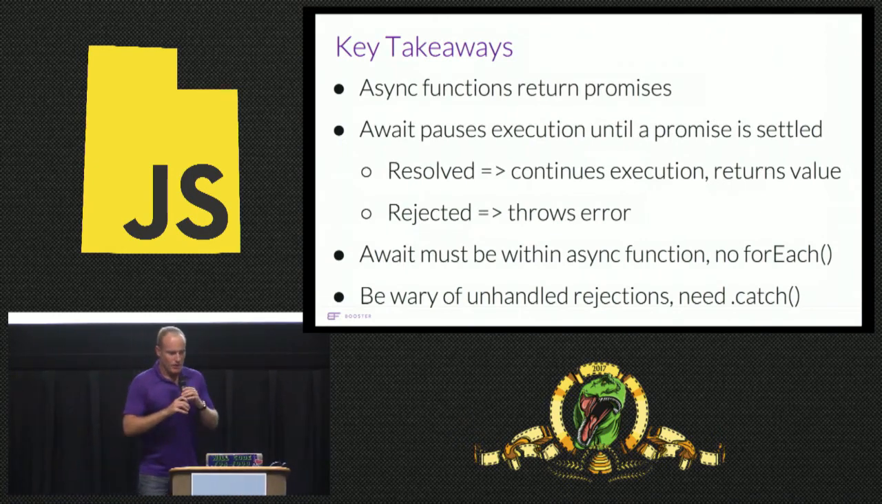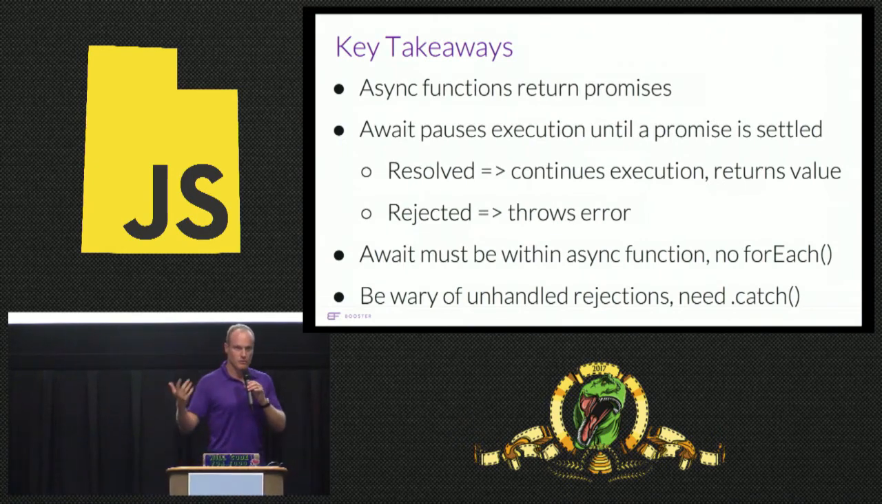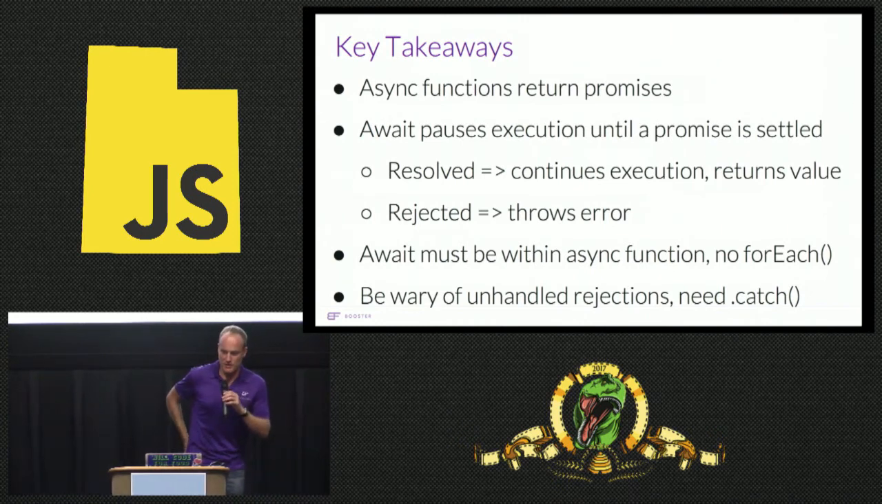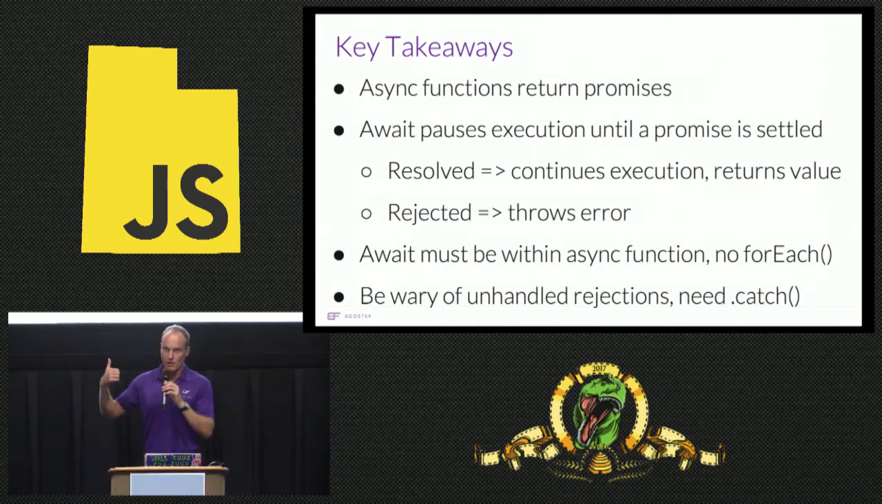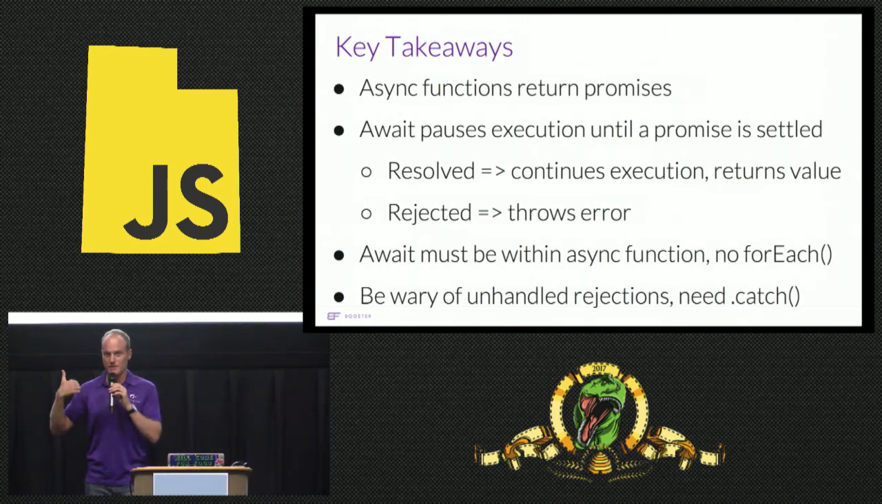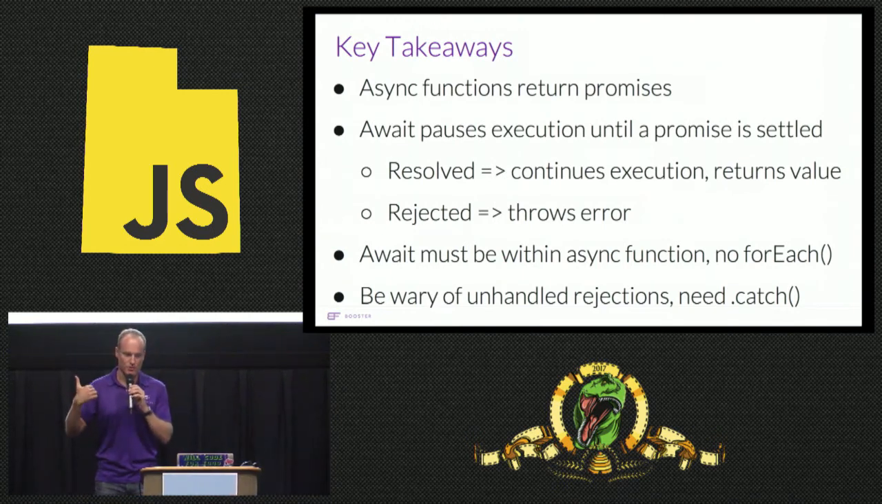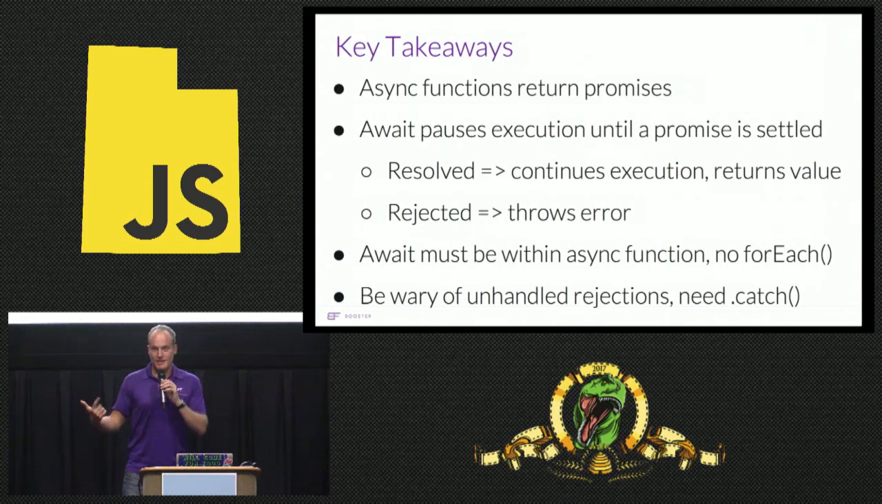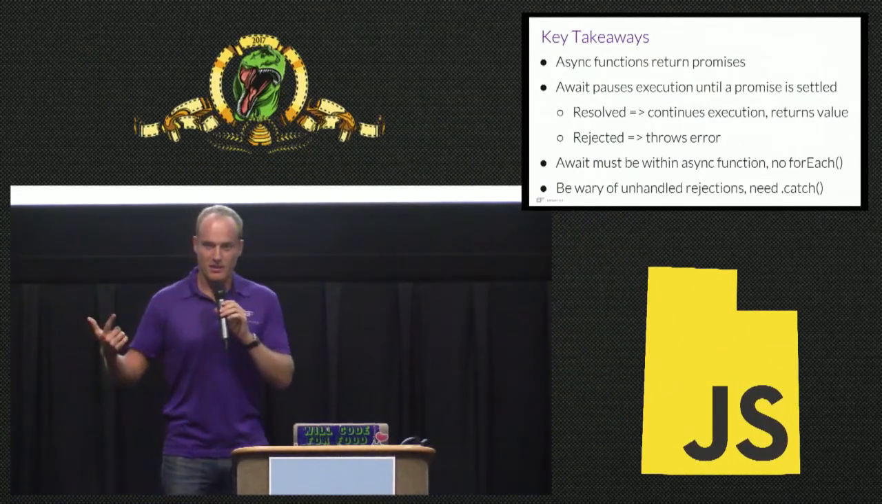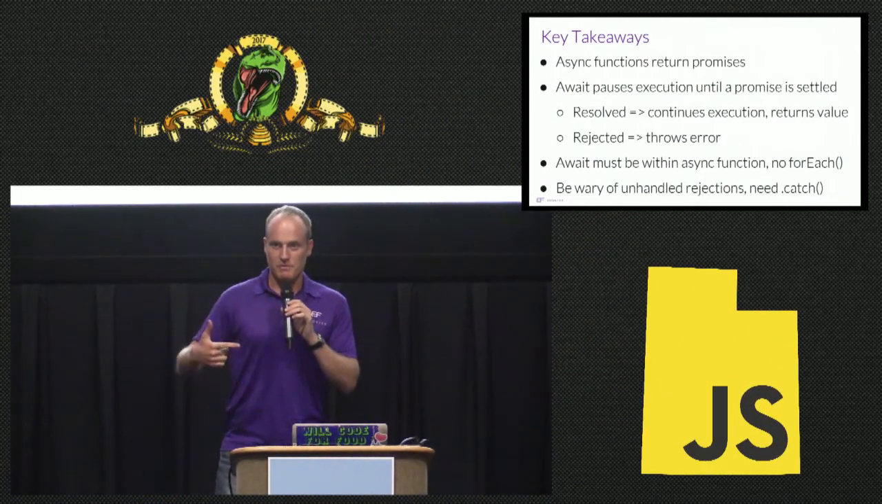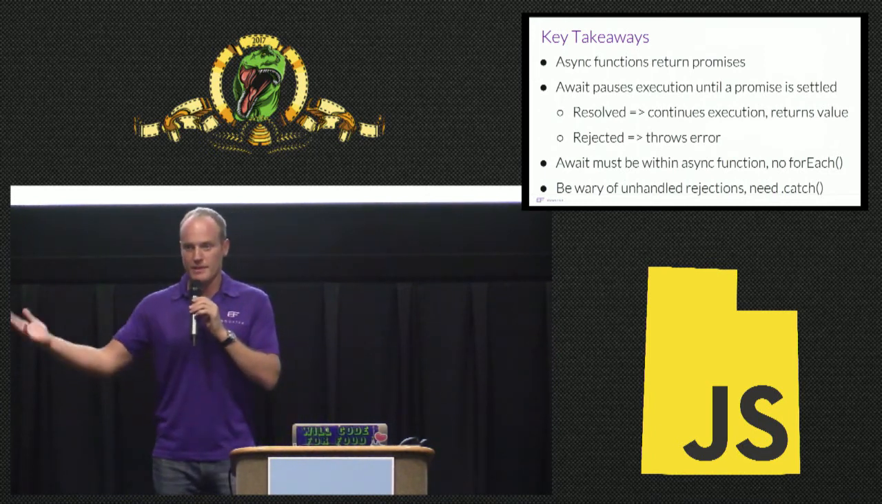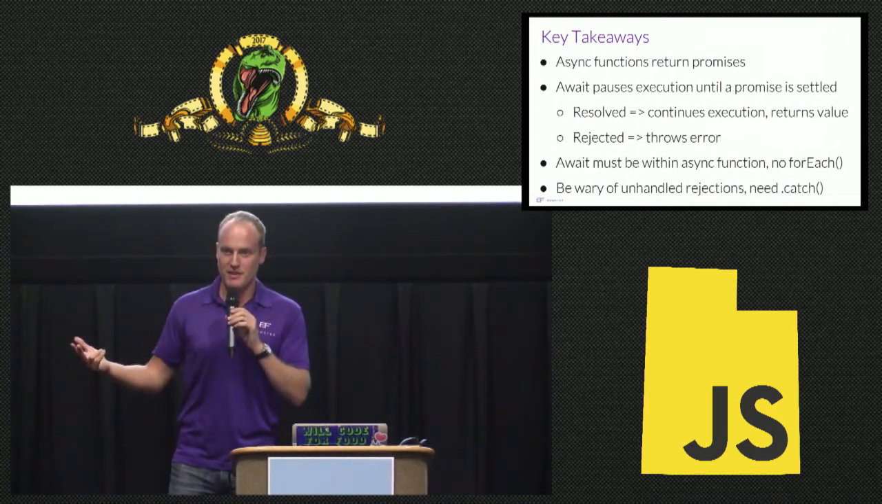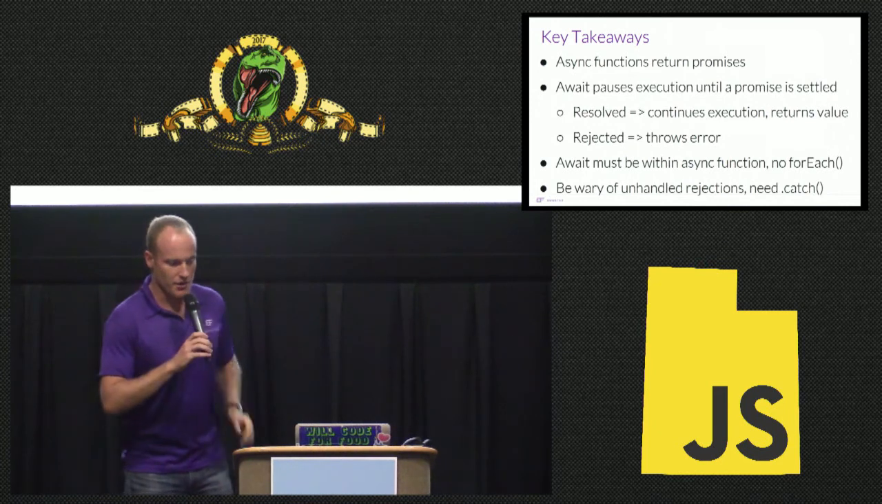So that's kind of all I really wanted to cover. I wanted to sum up all of the key takeaways from this talk. Number one, always remember an async function is a special type of function that always returns a promise. So you need to .catch. Await is a keyword that pauses execution until a promise is settled. So if the promise resolves, you get the resolved value back. If it rejects, it looks like throwing an error.